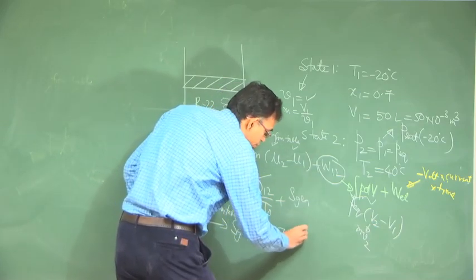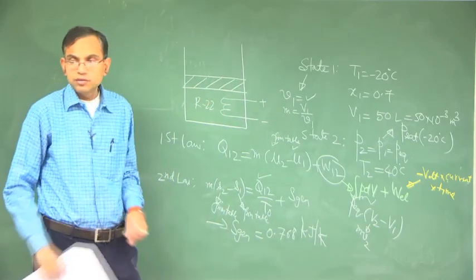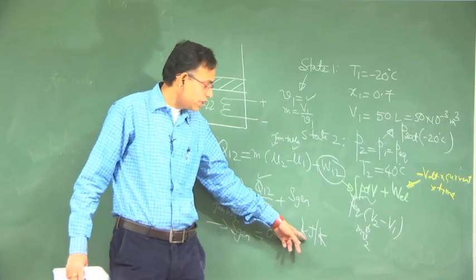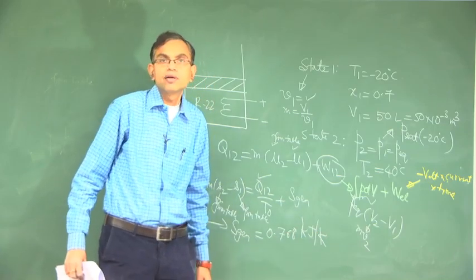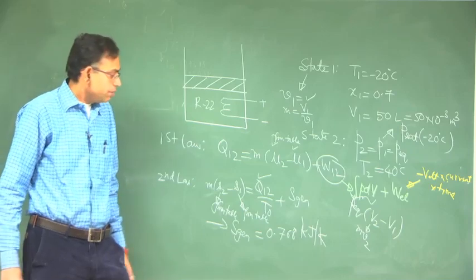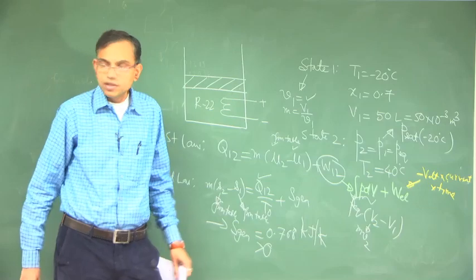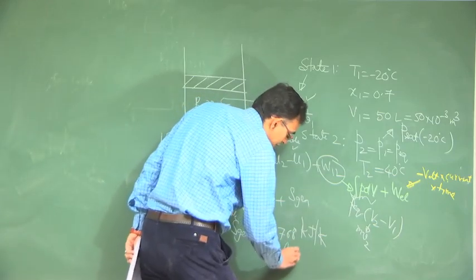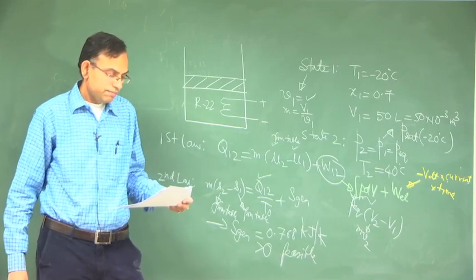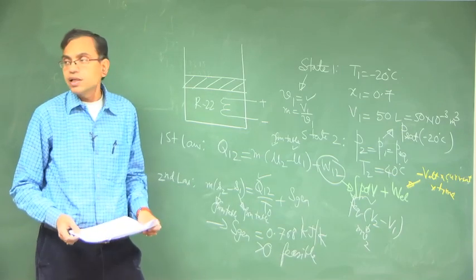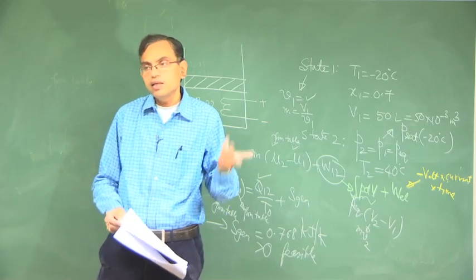The entropy generation is 0.768 kilojoule per Kelvin. This is lowercase k for kilo, this is uppercase K for Kelvin. You have to be a little bit particular about these things. Because entropy generation for the net process is greater than 0, this is definitely feasible. At least the claim cannot be ruled out that after 30 minutes the temperature inside the cylinder is 40 degree centigrade. That heating is a feasible heating.